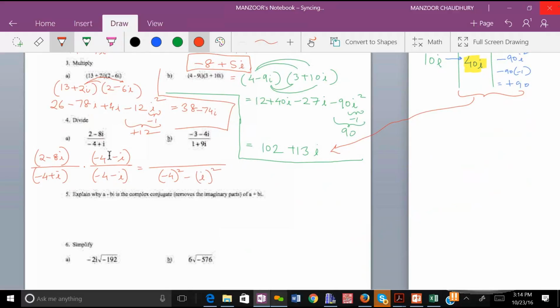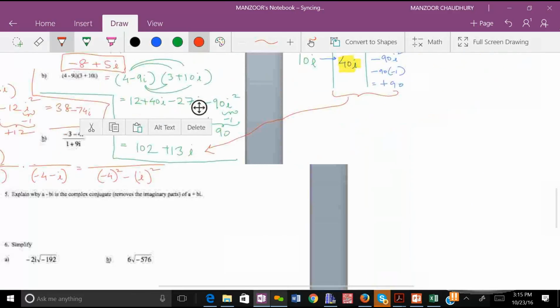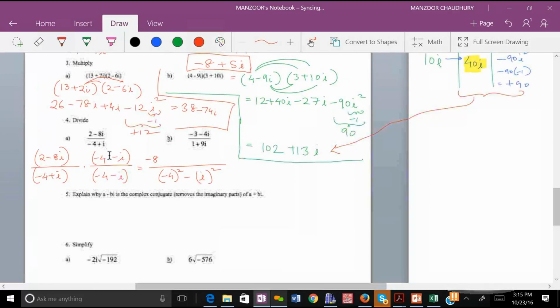The top, if you distribute it, you can do it. Do you want to do the box method or do you want to do foiling? You can just do foiling. That's easier. Okay. Minus 8, minus 2i plus 32i plus 8i squared, which is 16 plus 1. Okay, you see why it's plus 1, right?